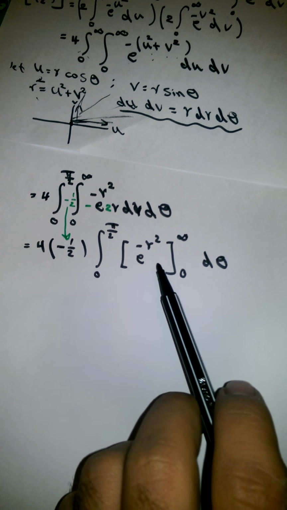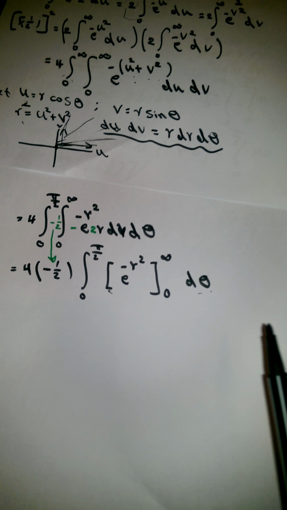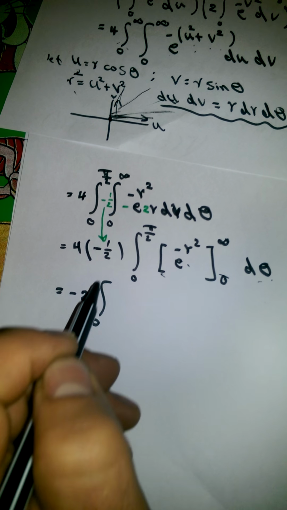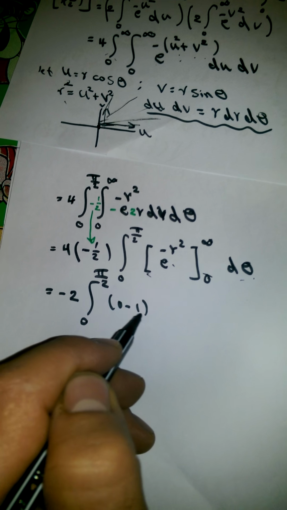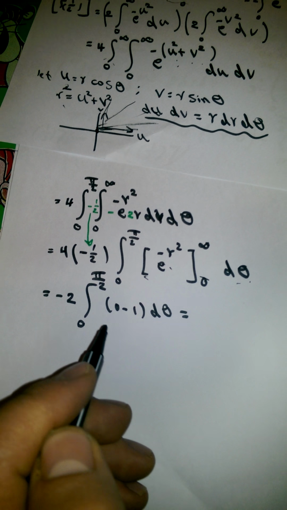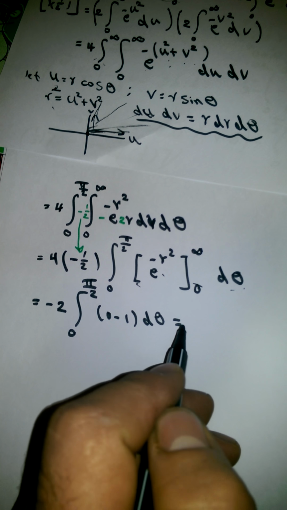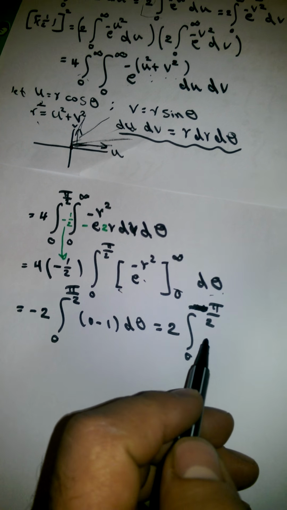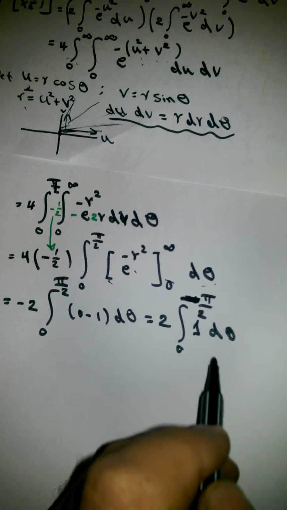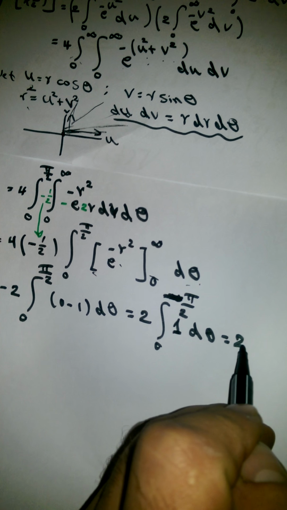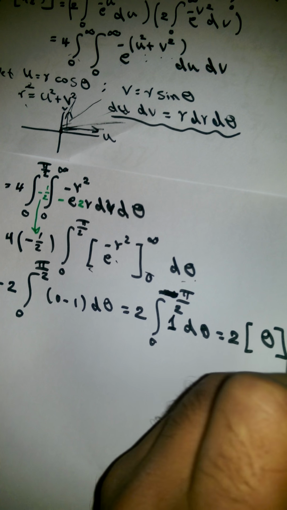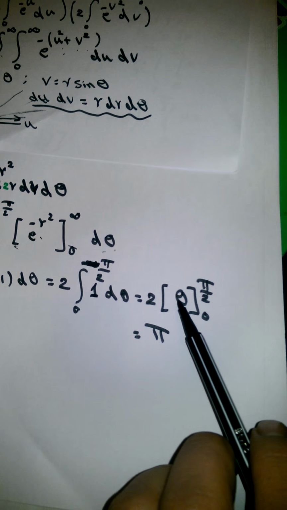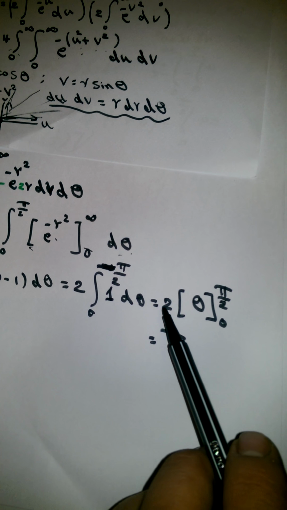This integral, we have to solve it with respect to theta, but after substituting the boundaries, we get the minus 2 integral from 0 to pi over 2, 0 minus 1 d theta, and this minus with this minus, they cancel each other out, so it will be 2 integral from 0 to pi over 2 d theta, 1 d theta, and it will be 2 theta from 0 to pi over 2, and it's equal to pi. 2 times pi over 2 minus 0 will be pi.